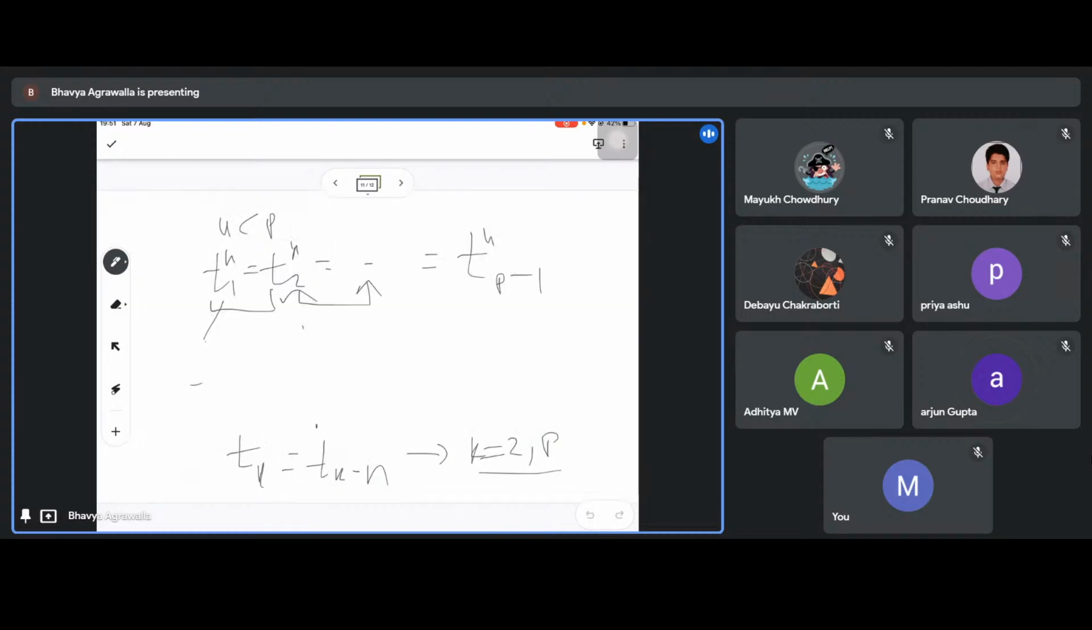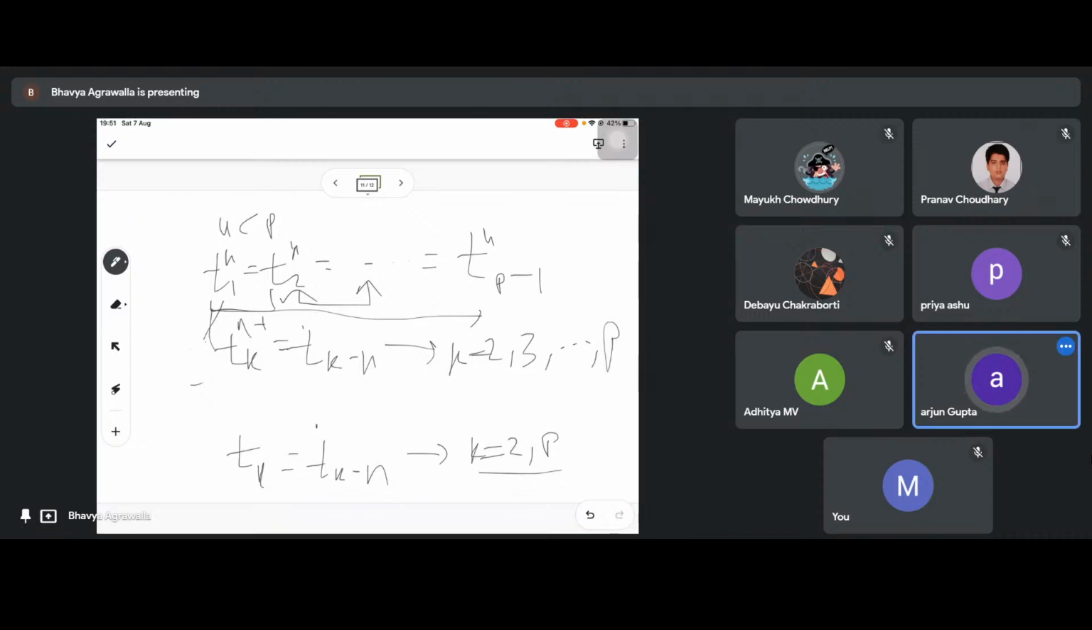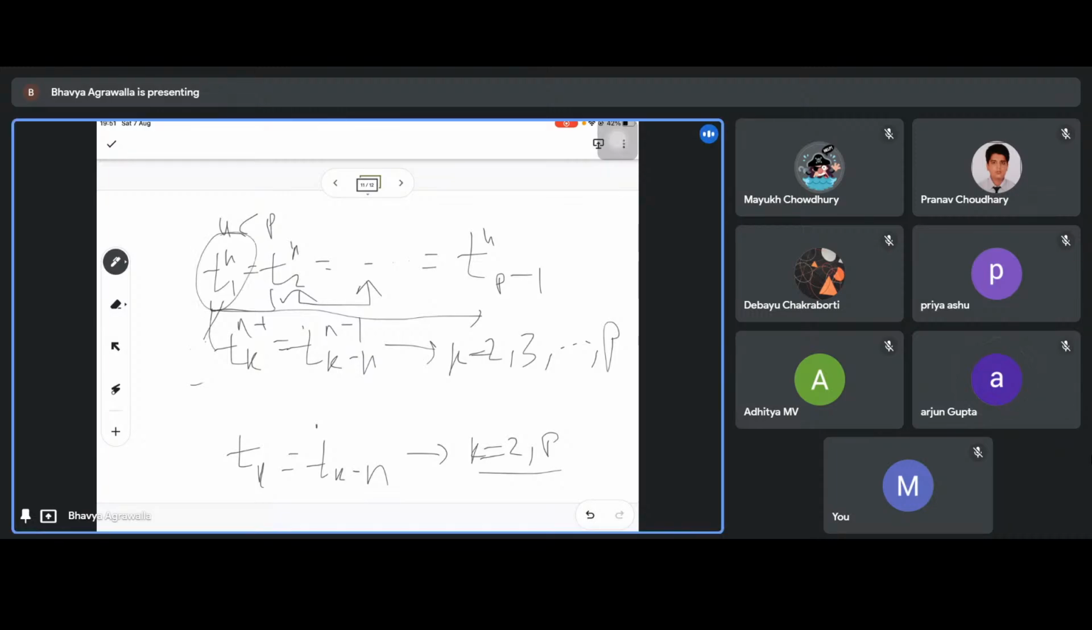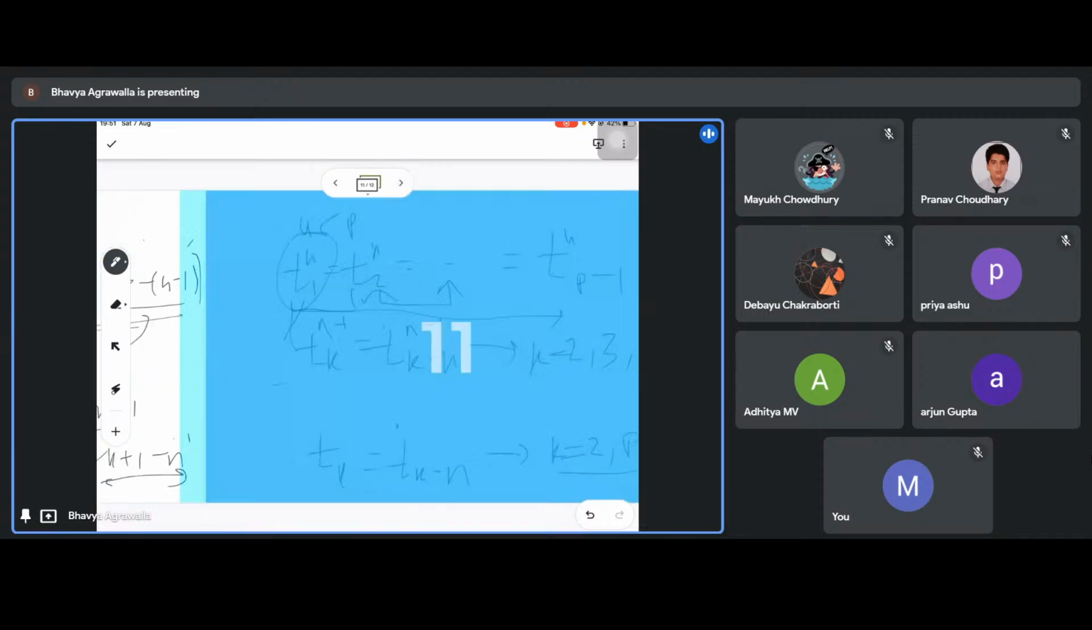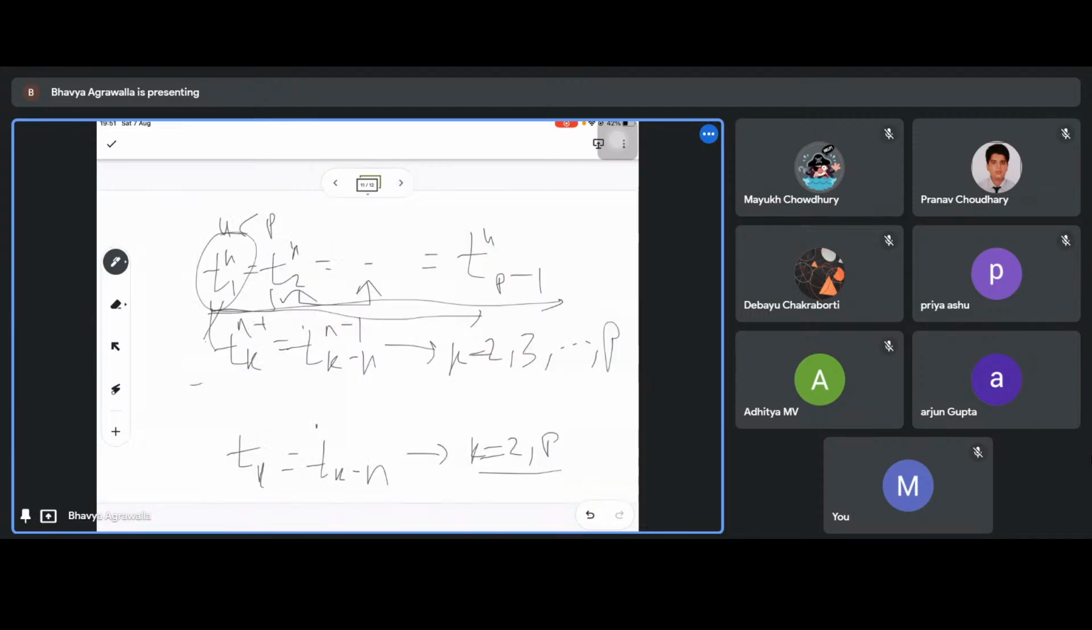So from this, you will get that t of k is equal to t of k minus n. This is modulo p, obviously, for all k equals 2, 3, ..., p, right? Why is this not k equal to 1 even? Because this thing is starting from 1, and over here we had k plus 1, right? If this series of equalities was starting from 0, then we could have had this from 1, and then the problem would have been trivial.